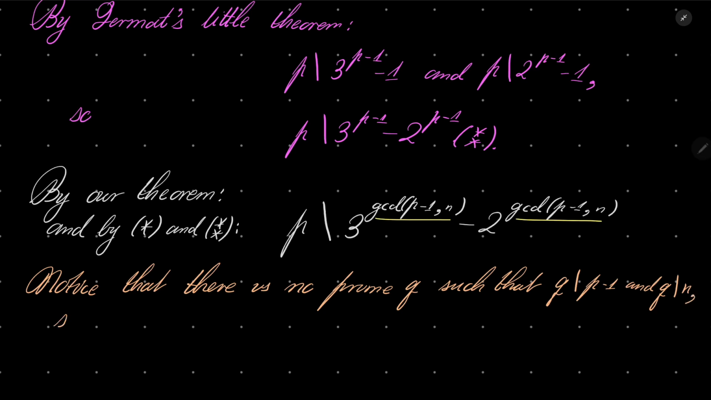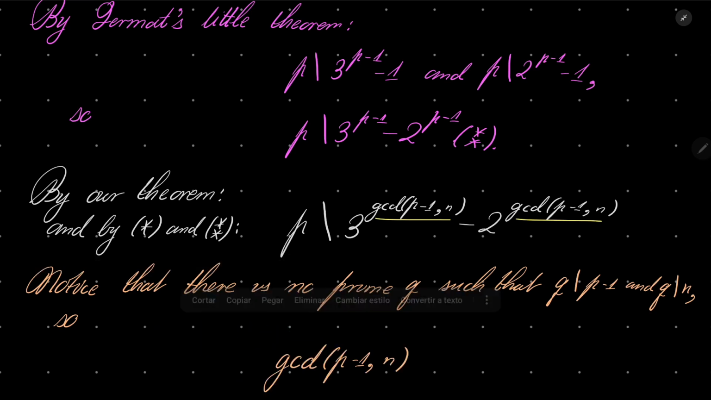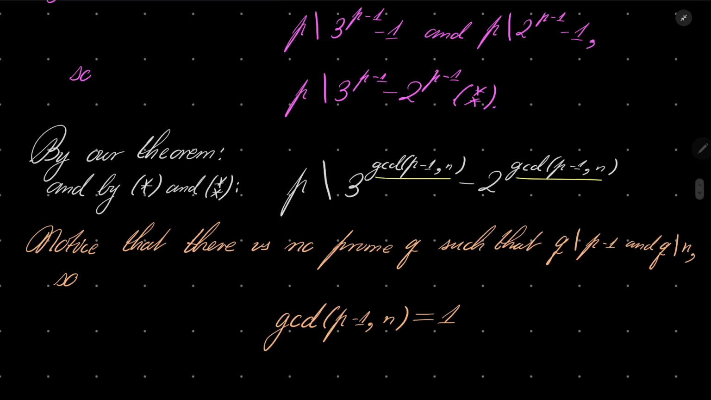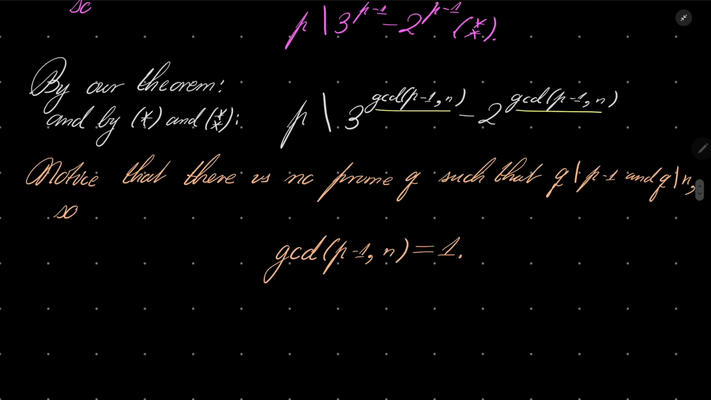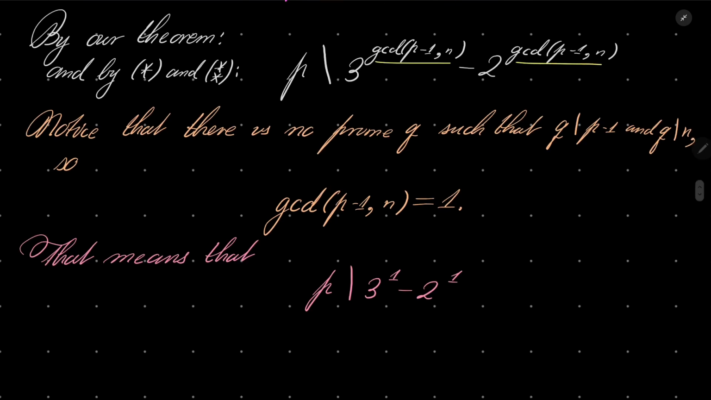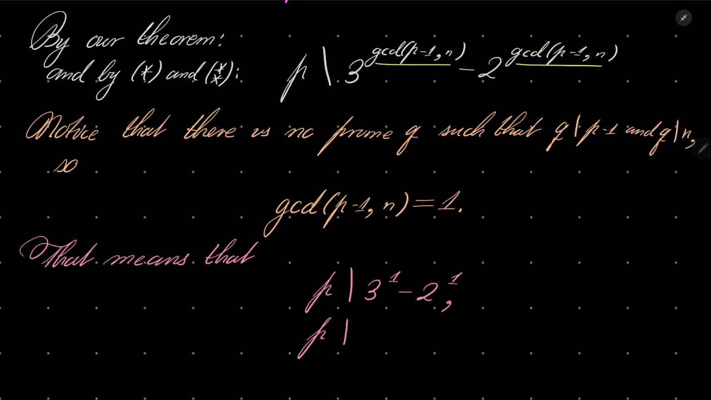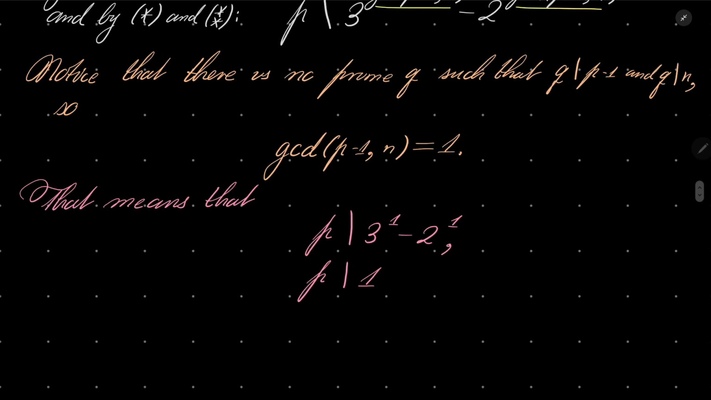So the GCD of p minus 1 and n, crucially, this GCD equals 1. They are coprime. That means that p in fact must divide 3 to the power of 1 minus 2 to the power of 1, which is 1, of course, and we get a contradiction because no prime can divide number 1. Contradiction.